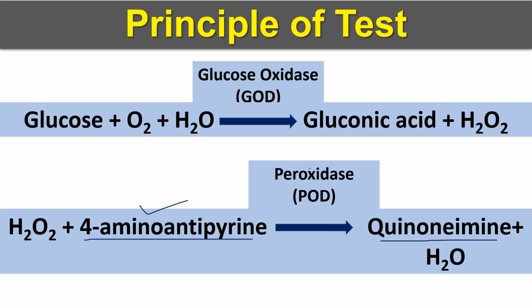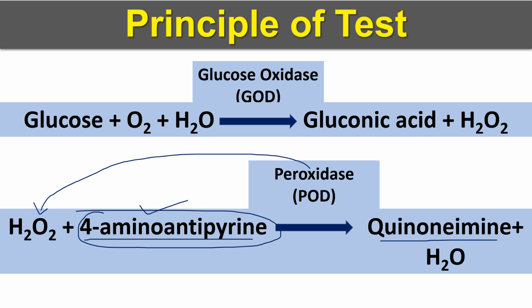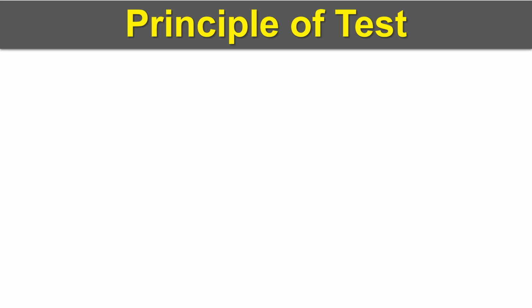So peroxidase normally works on this hydrogen peroxide, breaks it down into water and nascent oxygen, and that nascent oxygen reacts with this 4-amino antipyrine. Ultimately this 4-amino antipyrine is converted to quinoneimine, which is a colored compound, and that color we are going to measure. So the amount of quinoneimine produced depends on how much 4-amino antipyrine you have used. This 4-amino antipyrine used depends on how much oxygen has been produced from H2O2, and H2O2 production depends on how much glucose you have used. So overall, the color is directly proportional to the glucose concentration in the test sample.